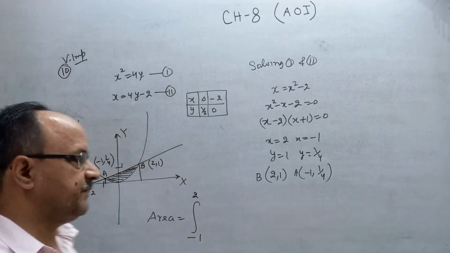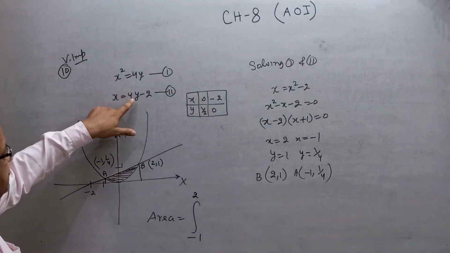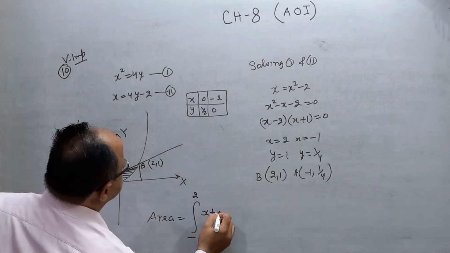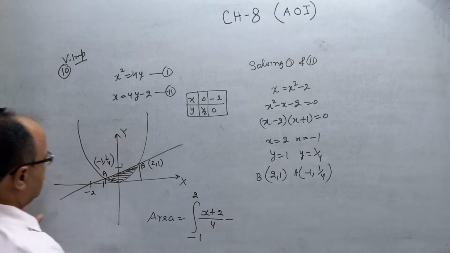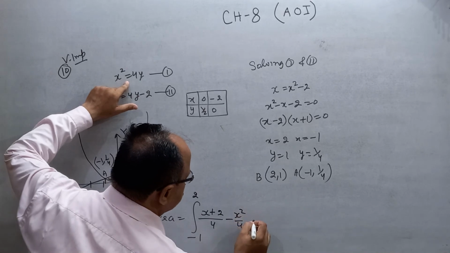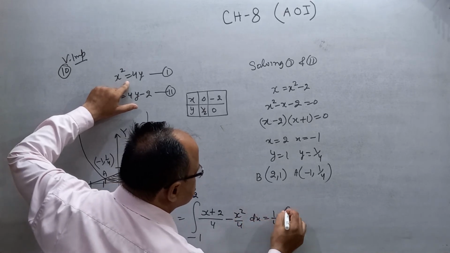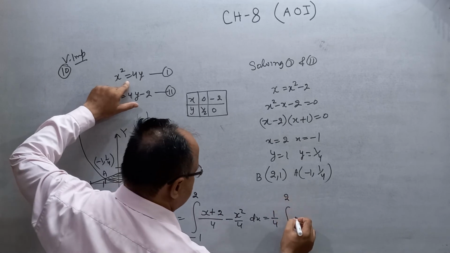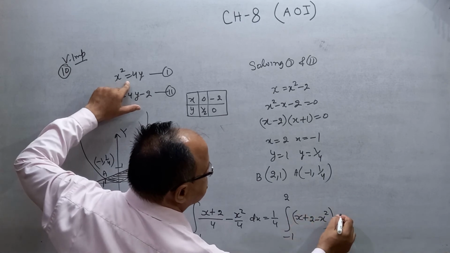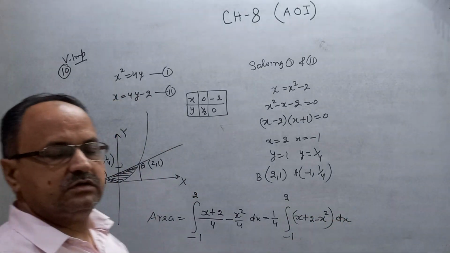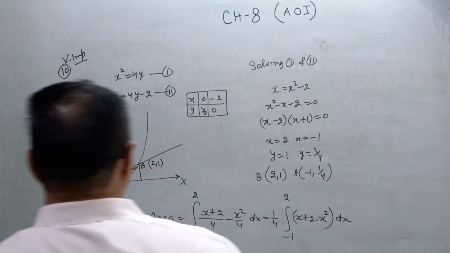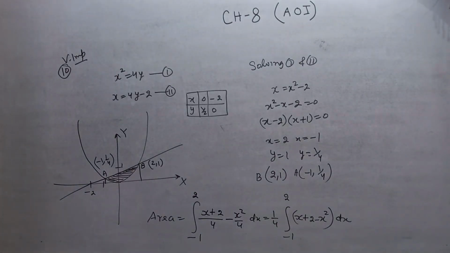And this shaded portion lies between two functions. Therefore, upper minus lower. Upper is the line, and what is the value of y from here? That is x plus 2 by 4. And here for the parabola, what is the value of y? That is x square by 4, dx. 1 by 4 common, from minus 1 to 2. Therefore, x plus 2 minus x square dx. Further you can solve the simple integration, then upper limit minus lower limit. Clear? Check again, very important question.